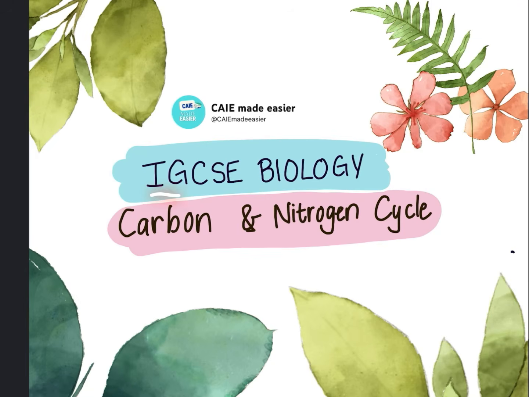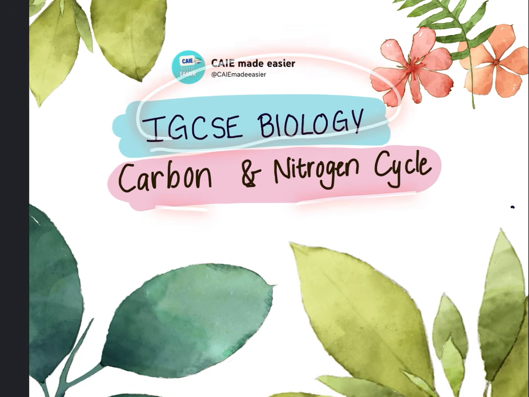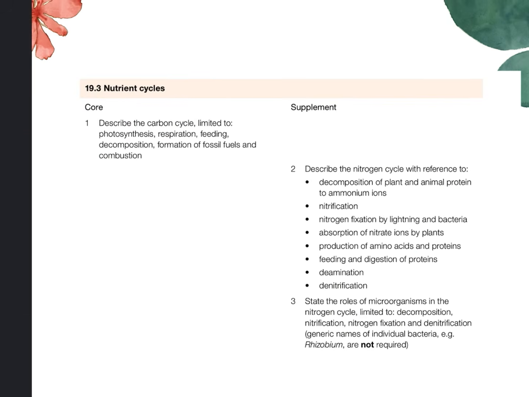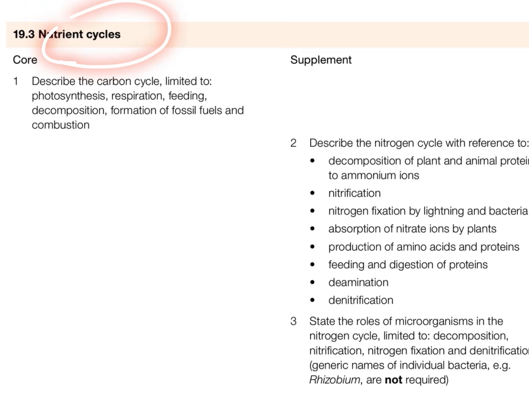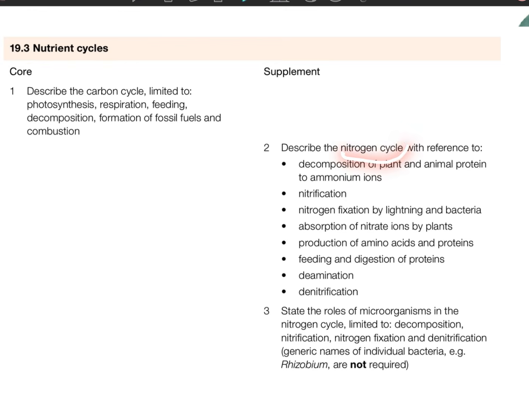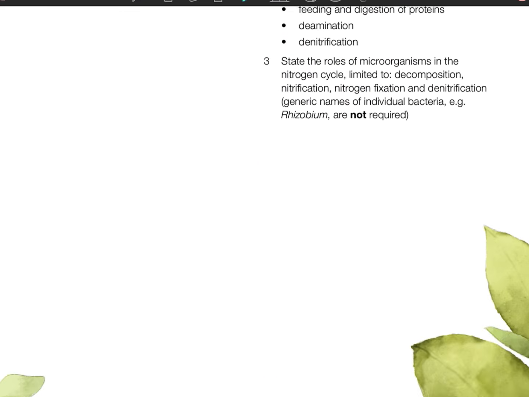In this video for IGCSE Biology, we're going to discuss the carbon and nitrogen cycle. As the syllabus has mentioned, you only need to know two nutrient cycles. The first one is the carbon cycle, and we're going to focus only on photosynthesis, respiration, feeding, decomposition, formation of fossil fuels, and then finally combustion. The second cycle that you need to know is the nitrogen cycle. That's really long, so let's get right into it.